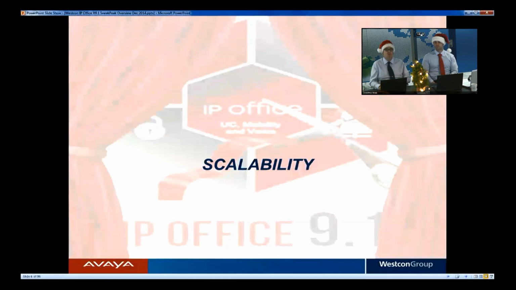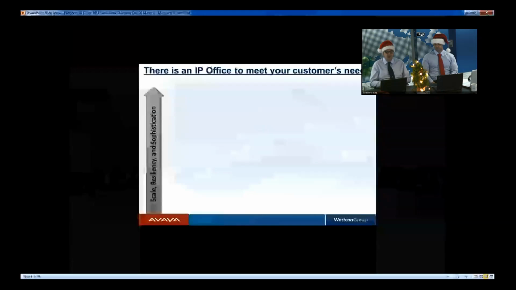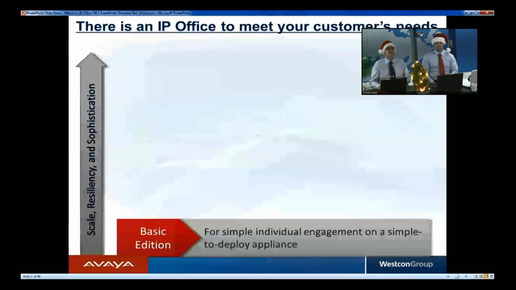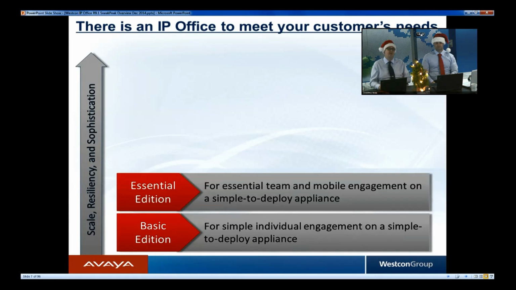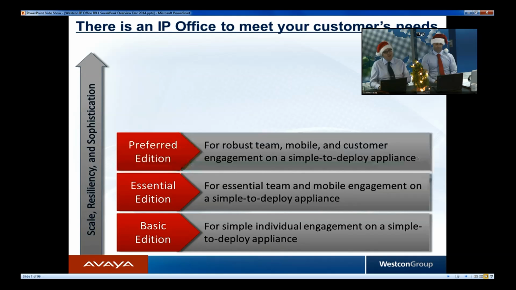What's happened with scalability? Okay, we had the basic edition, which goes up to 100 users. We then had the introduction of Essential Edition, which gave us 384 extensions on one system. But again, no collaboration and no desktop applications. Applications and desktop integration was brought to us by Preferred Edition. And the next one prior to this release would have been Advanced.